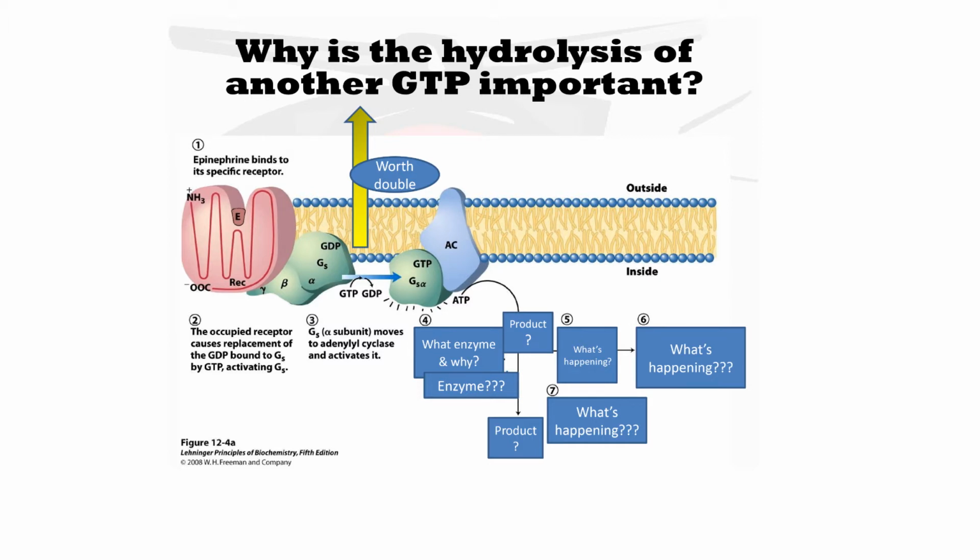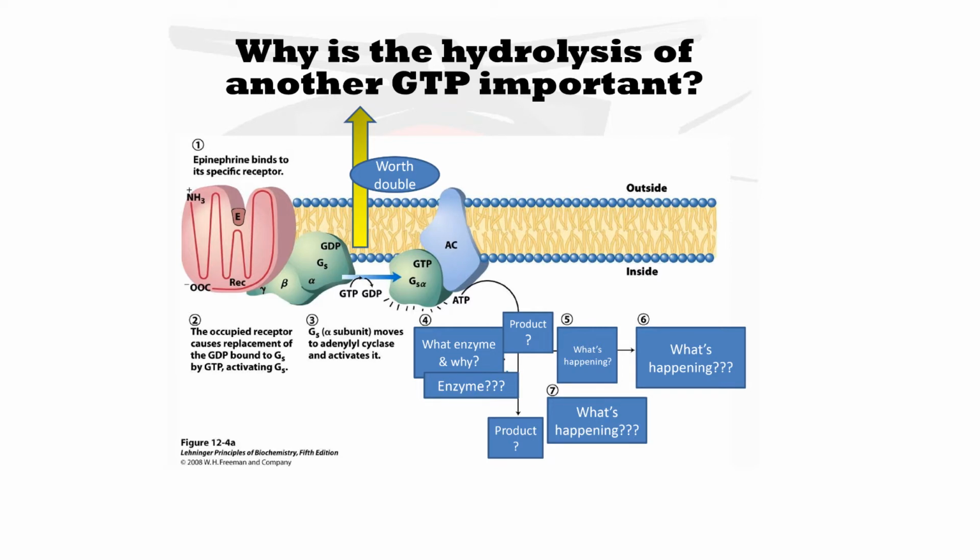The initial binding event of the epinephrine causes a conformational change. That conformational change allows the GDP on the original G protein that's bound to the receptor to be kicked out by GTP. GTP is also hydrolyzed to GDP as it moves to the next enzyme, which they have abbreviated here as AC, which stands for adenylyl cyclase. And it's this binding of the G protein that activates adenylyl cyclase. Okay?